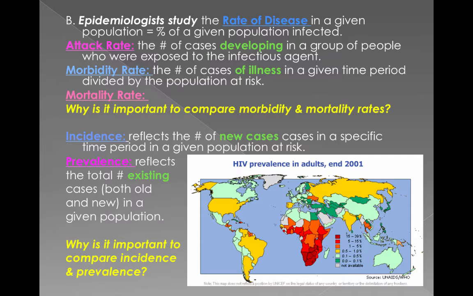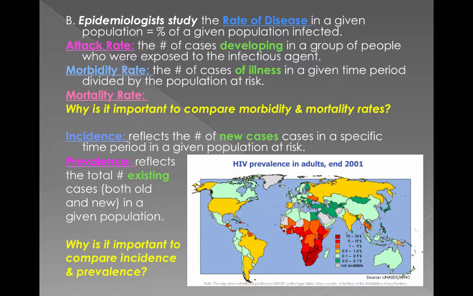Prevalence is going to be different in that it's going to add those numbers together. It's going to be a cumulative total of the existing cases, both old and new, in a given population. So why do you suppose it's important to compare both incidence and prevalence? Well, I suppose one could describe it by saying maybe January there was a lot of flu cases. And maybe in February there was only about half as many. And then in March there was only one. It's important for us to know how many in each month because that tells us when our population is most at risk. But it's also important to know how many in our total population actually get sick.